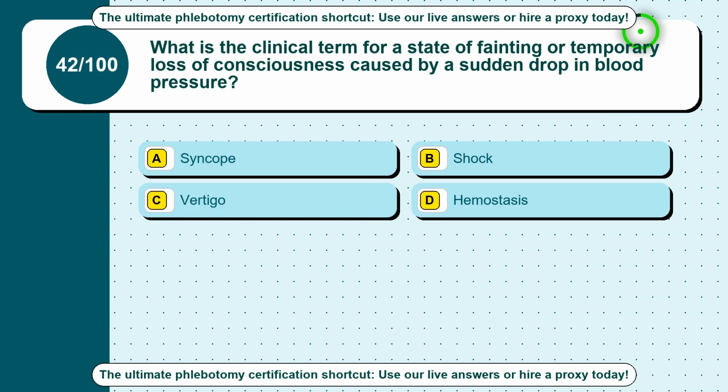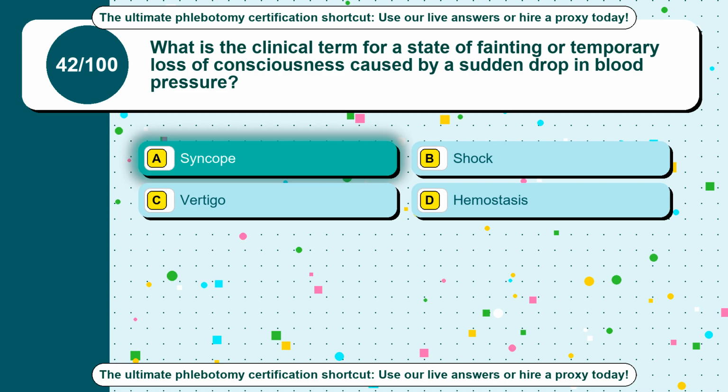Question 42. What is the clinical term for a state of fainting or temporary loss of consciousness caused by a sudden drop in blood pressure? Option A. Syncope. Option B. Shock. Option C. Vertigo. Option D. Hemostasis. The correct answer is option A.